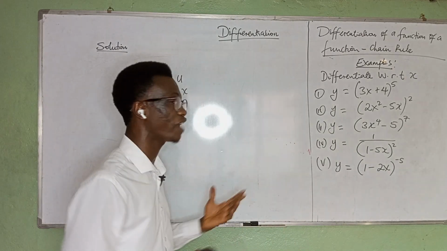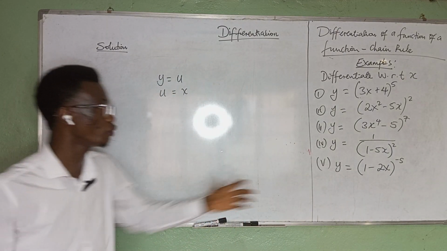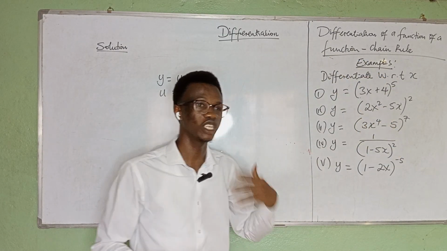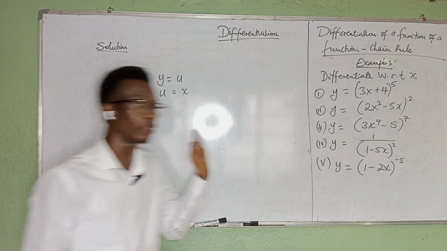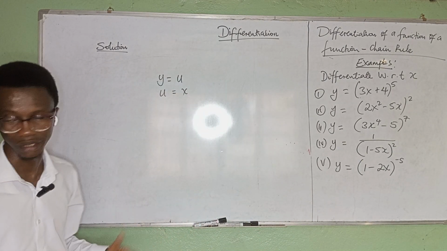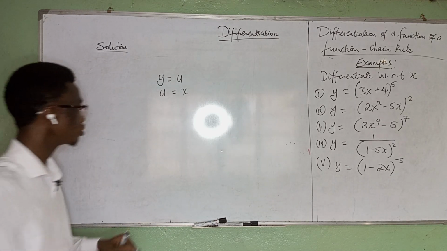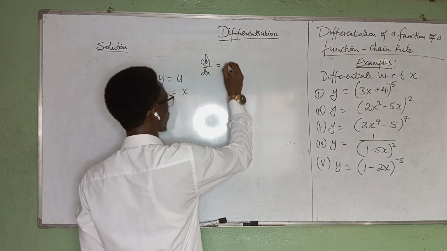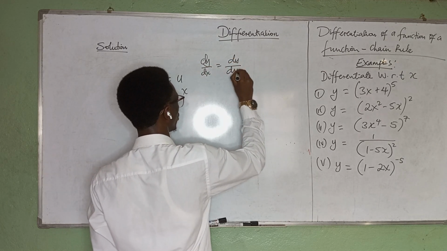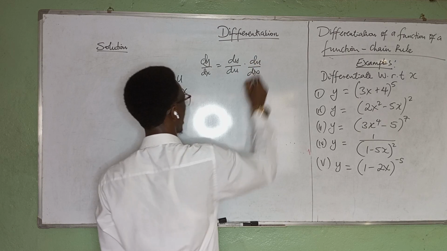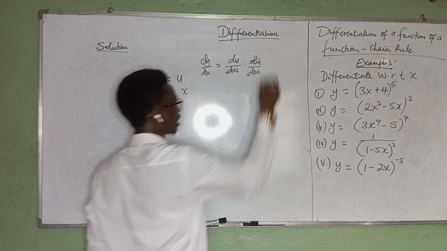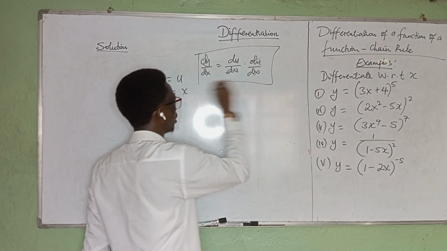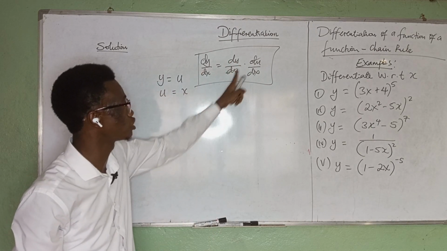Whenever we have functions with brackets like this and we have powers, if you want to differentiate such functions, we always use chain rule. That's one way. And chain rule says that dy by dx is equal to dy by du multiplied by du by dx. So the du cancels, and we are left with dy by dx. This is the formula: dy by dx equals dy by du times du by dx.